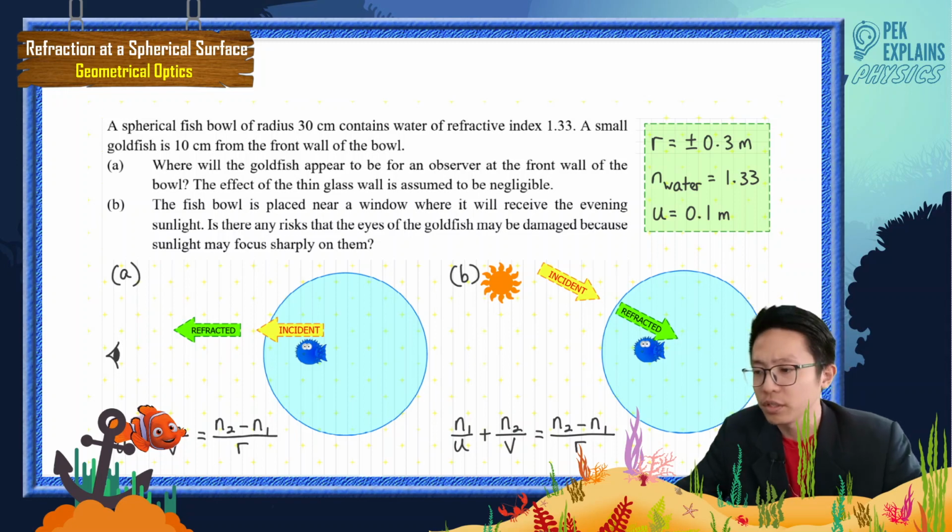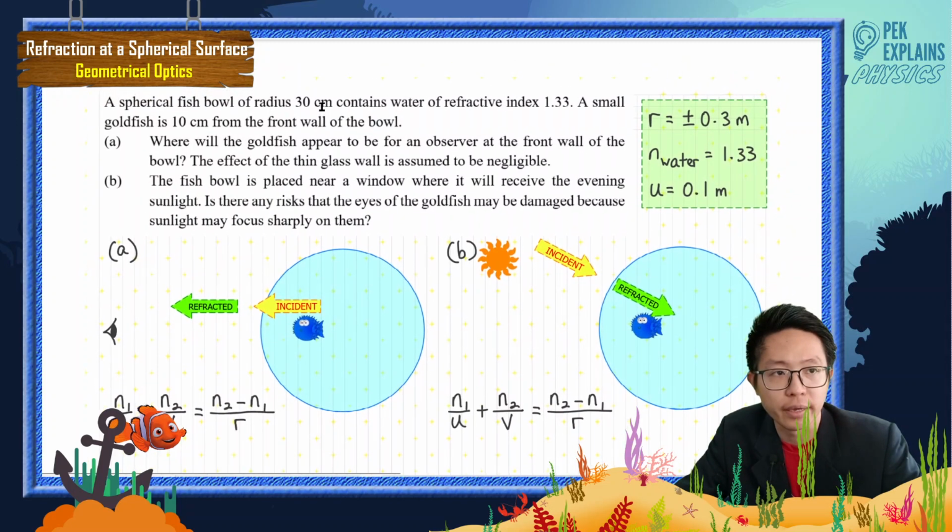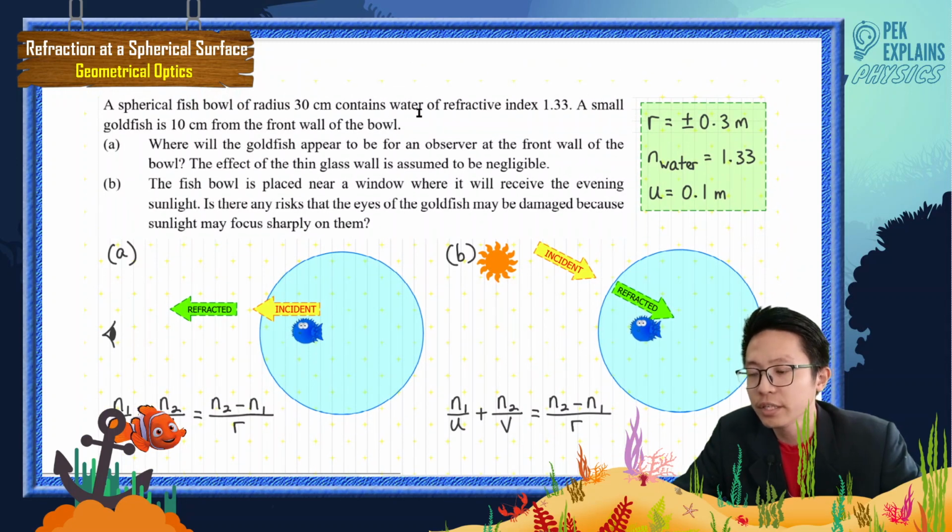Alright, let's move on to these questions. A spherical fishbowl of radius 30 cm contains water of refractive index 1.33. A small goldfish is 10 cm from the front wall of the bowl. Where will the goldfish appear to be for an observer at the front wall of the bowl? The effect of the thin glass wall is assumed to be negligible.